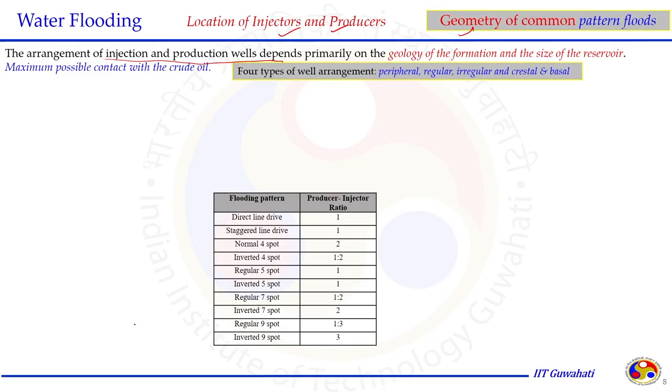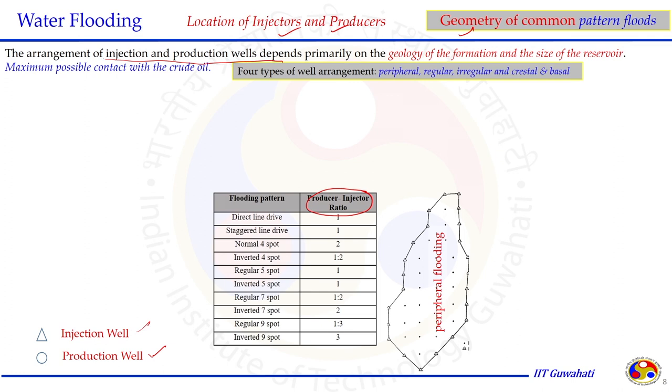There are four types of well arrangement: peripheral, regular, irregular, and crestal and basal. These are the types of arrangement in which wells could be arranged in the reservoir field, and the arrangement is also characterized by the ratio of producer to injector wells. So let's say the triangle is showing the injection well and the circle is showing the production well. This is the peripheral flooding arrangement of the wells.